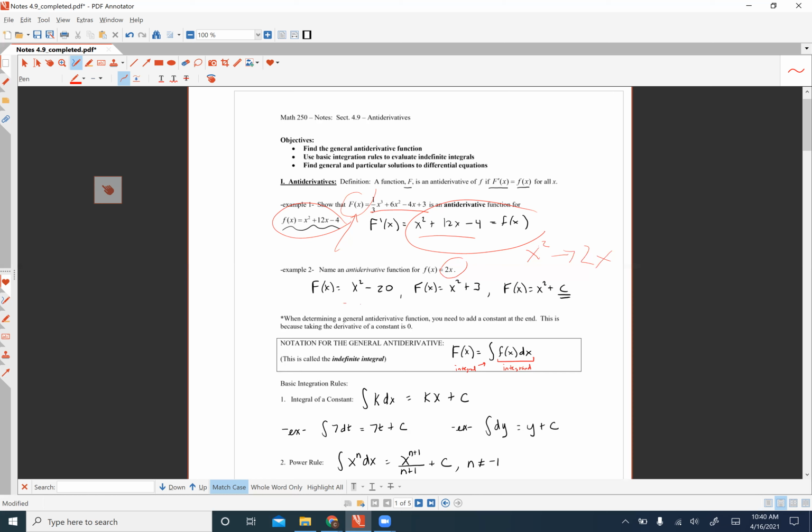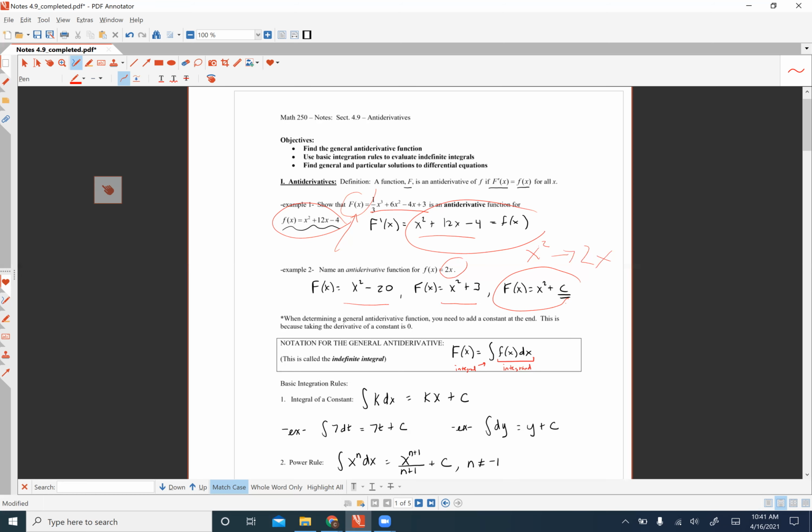But notice also x squared minus 20 has a derivative of 2x. x squared plus 3 has a derivative of 2x. So in general, if someone said, hey, what is the antiderivative of the function lowercase f of x equals 2x, we'd say it's x squared plus c, because really there's a whole family of functions whose derivative is 2x.